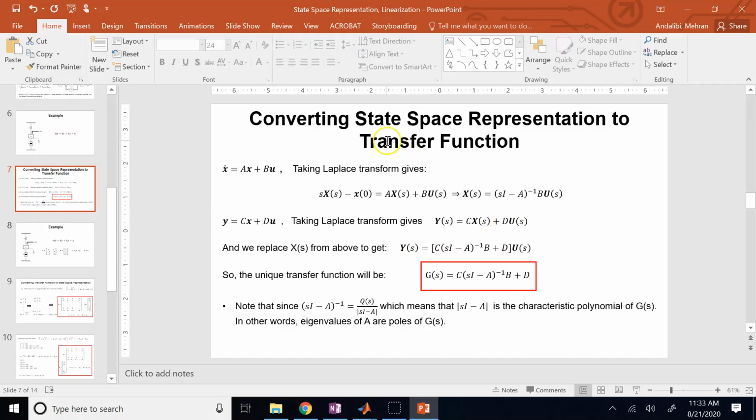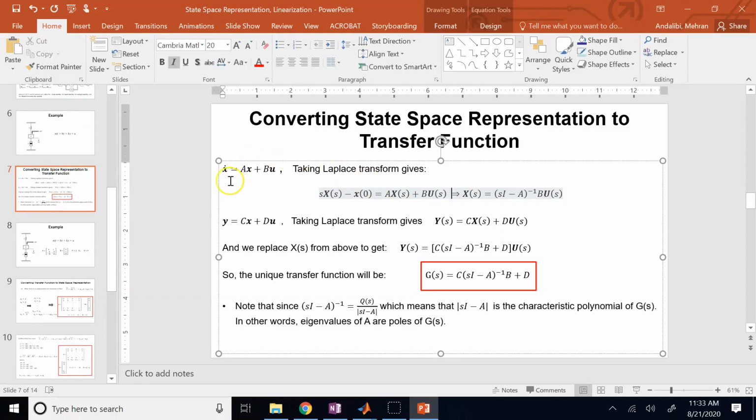So if I have state space, how do I go to transfer function? Well, it's not a big deal. I have my state equation. I apply a Laplace to it. Laplace of x dot is going to be sX(s) minus x(0), and then Laplace of Ax plus Bu.